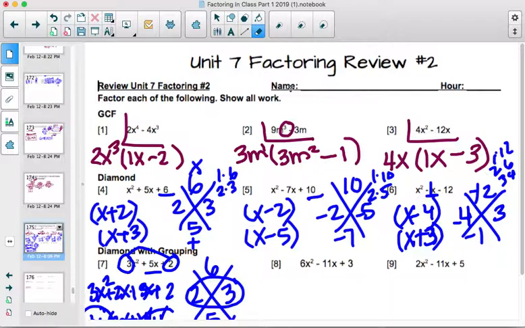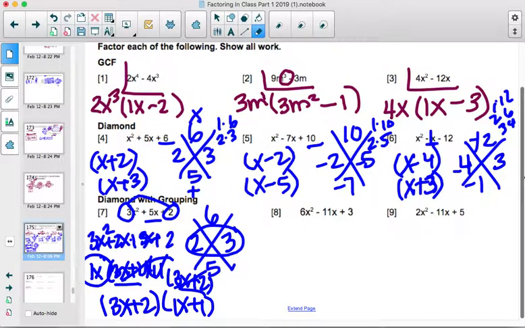Oh dear, you can't see. Sorry, on my screen I can see it. Let me just scroll down here. Sorry about that. There you go.